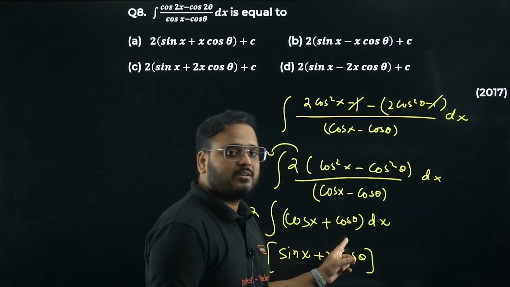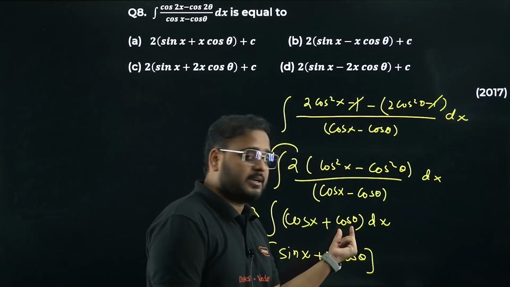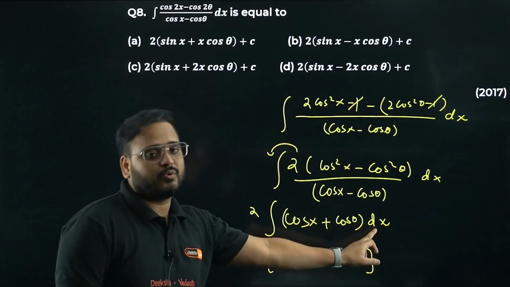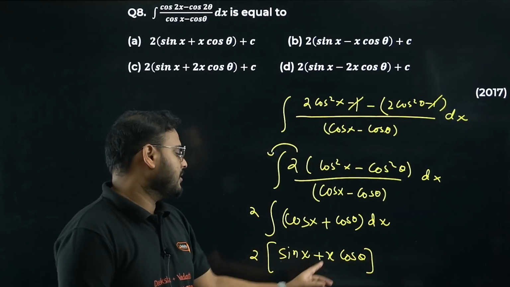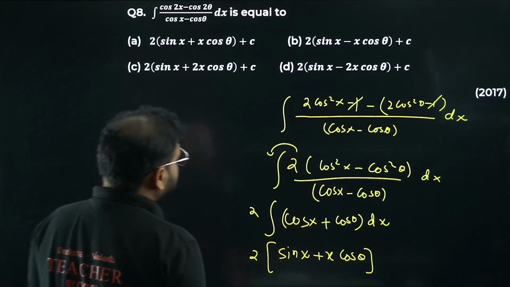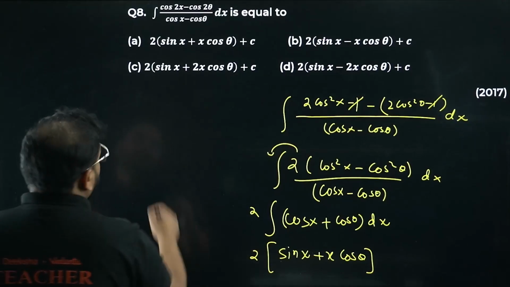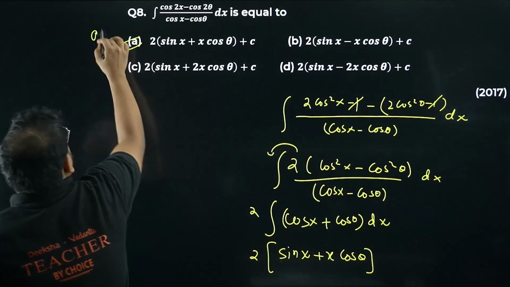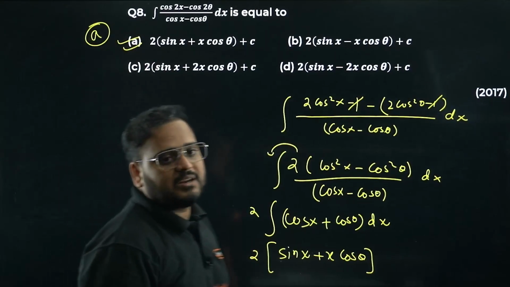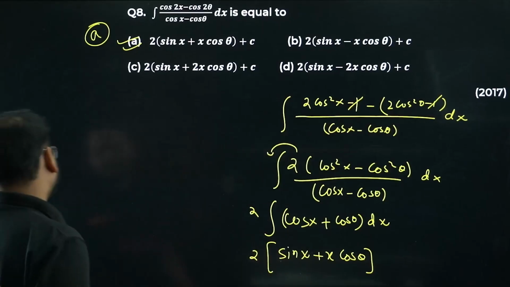Cos theta is not the integration variable, it's a constant. So keep it as it is, integrate dx only for this part. Second integration is only dx, answer is x. 2 sin x plus x cos theta. Please check. 8th answer is A. Moving on to question number 9 now.